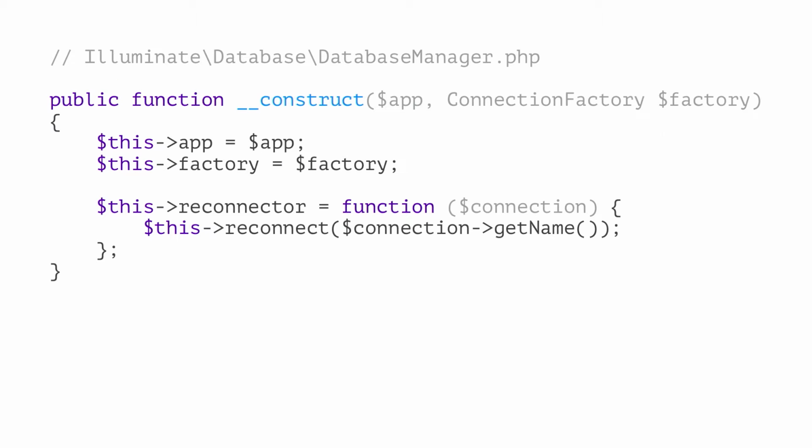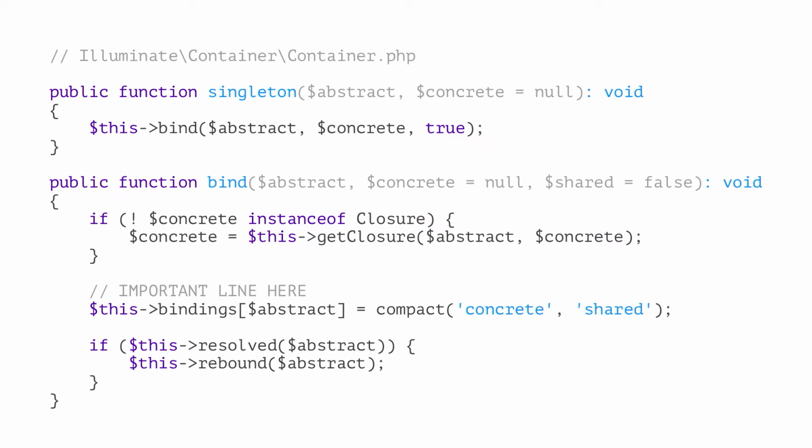If we look at the DatabaseManager class itself, we can see just a normal constructor. There's no private constructor here, and there's no getInstance method. It's not a singleton at all. So what the hell is going on here? Well, we did call that singleton method on the container, right? So there is a singleton in here. Let's dive into the container a little bit more.